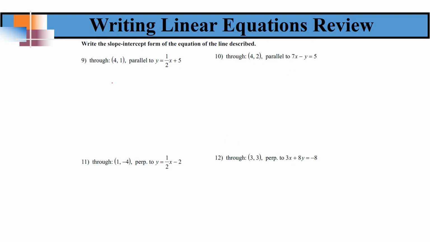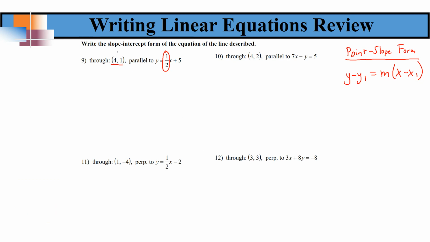In number 9, it says we're looking for a line that passes through the point 4, 1 and is parallel to the equation y equals 1/2 x plus 5. Well, remember, point slope form, right? In fact, out to the side, it might be worth writing it down. Point slope form is really helpful to us. It's y minus y1 equals m parentheses x minus x1. Remember, for point slope form, the name tells you exactly what you need. You need a point and you need a slope.